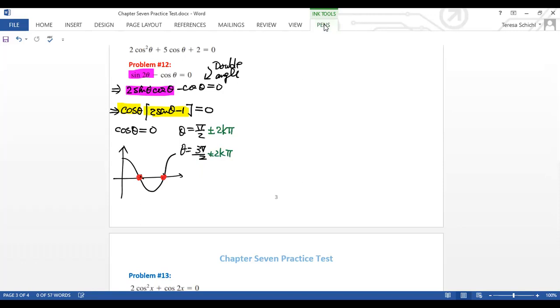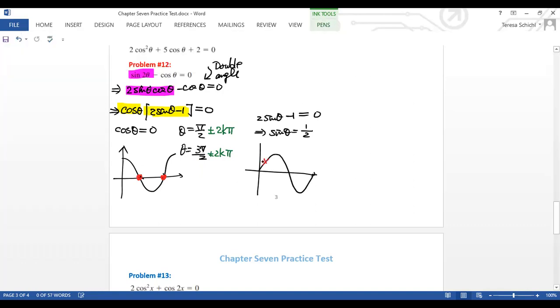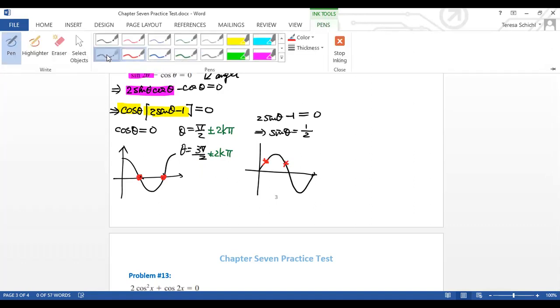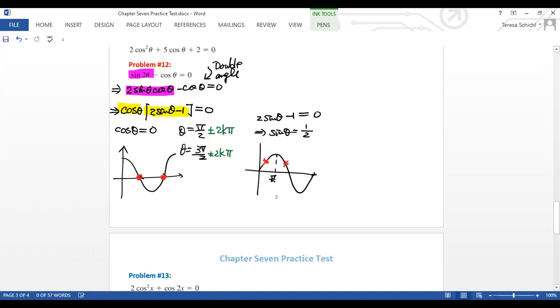Okay, now let's take a look at the next one here. So this is 2 sine theta minus 1 equal to 0. So that means sine theta equals what? It's 1/2. I think we did this many times already. So the sine graph is like this, right? So the 1/2 is here, right? So 1/2 is here. And this is pi over 2, this is pi, this is 3 pi over 2, this is 2 pi.